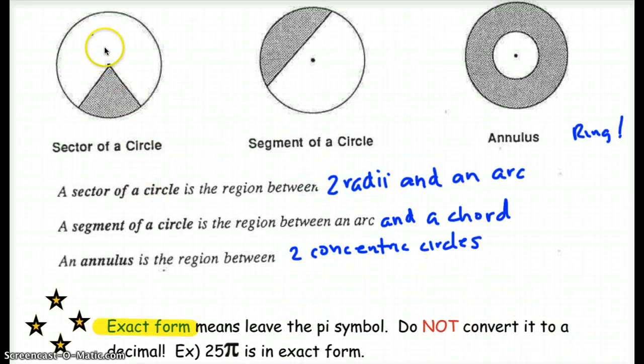So just to sum it up, the area of a sector can be calculated by taking the measure of the central angle and dividing that by 360. That gives you the fraction of the circle that you have, and then you multiply that by the actual area of the entire circle. A segment of a circle can be calculated by taking the sector and subtracting the area of the triangle, and the annulus is calculated by taking the area of the big circle and subtracting the area of the small circle.